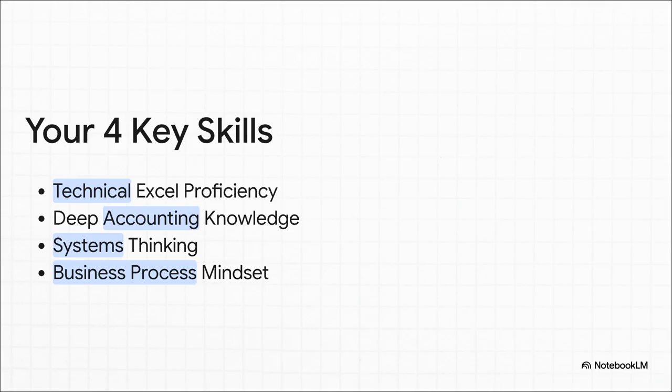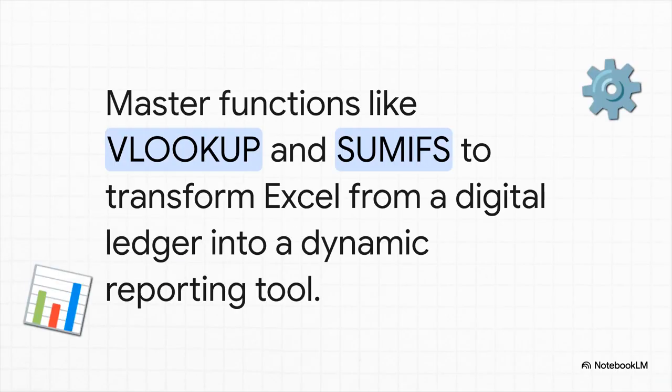You need that technical Excel proficiency, of course. You need your deep accounting knowledge. You need to be able to think in terms of systems, the big picture. And you need a business process mindset to understand how things actually get done. For example, mastering functions like VLOOKUP and SUMIFs, that's what takes Excel from being a basic calculator and turns it into a dynamic reporting engine. Think about it. Instead of manually hunting down and adding up sales for one specific product, these functions can do it for you automatically, pulling data from thousands of rows in a split second. This is how you build a system that's both powerful and reliable.